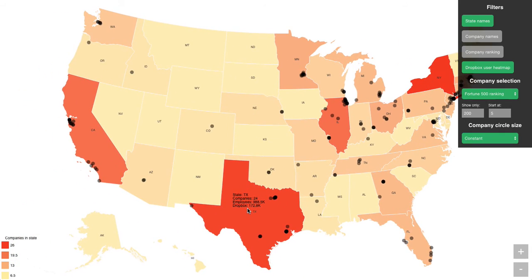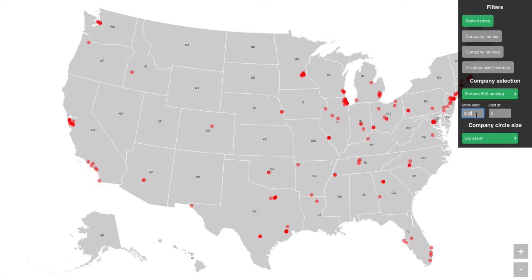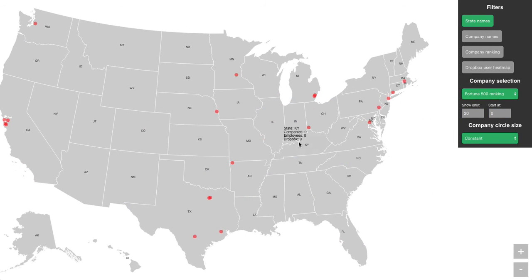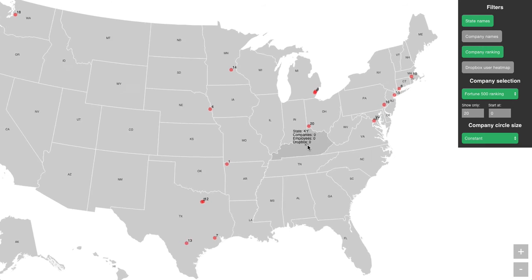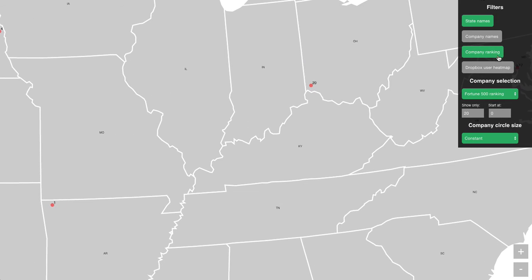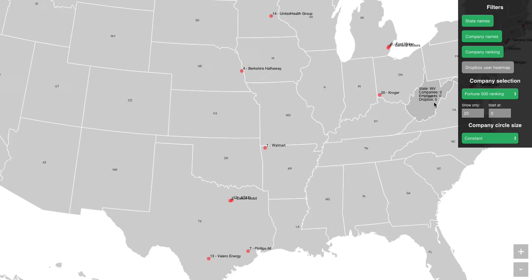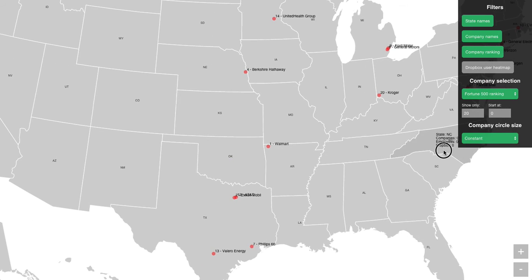And for example, we can combine different filters. Right now, we can disable the heat map, show the first 20 companies, and we can combine the ranking. Right now, we have here the rank and the name of the company. So this will enable us to see all the data that we need.